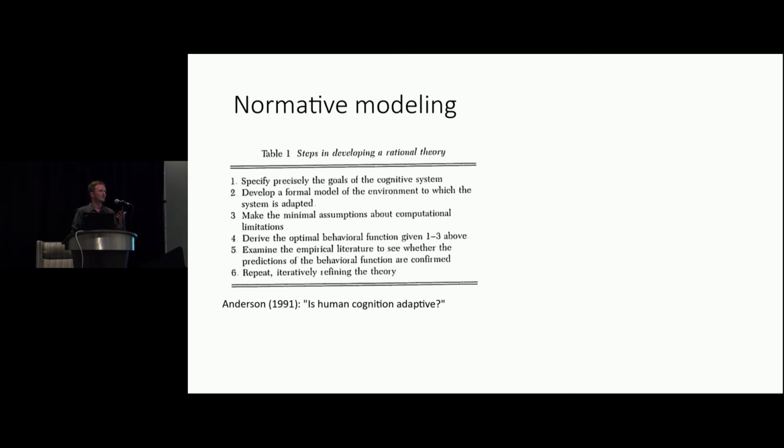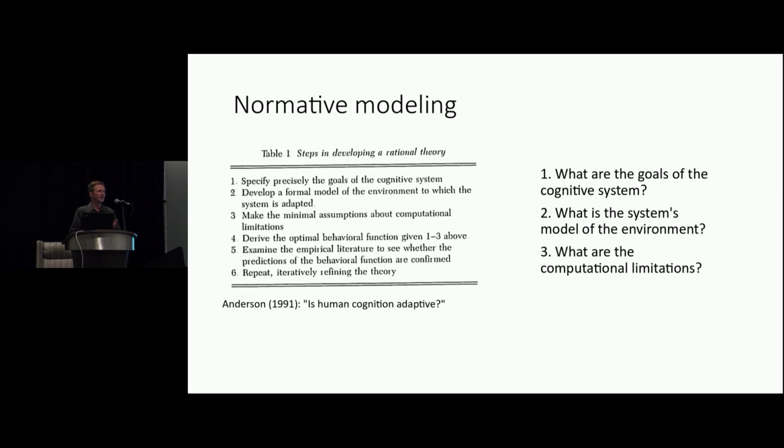So we derive the optimal control law and simulate some actors like we did in the first part of the tutorial. And then we examine the literature to see whether the predictions of the behavioral function are confirmed. So we simulate actors with different parameters to predict how the behavior changes according to changes in contrast of the stimulus, and see whether this lines up with the literature. And then we repeat and iteratively refine our theory.